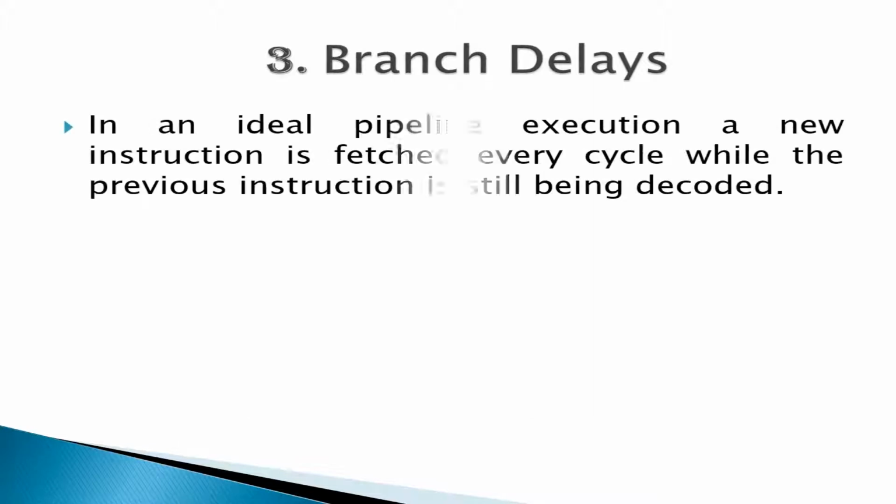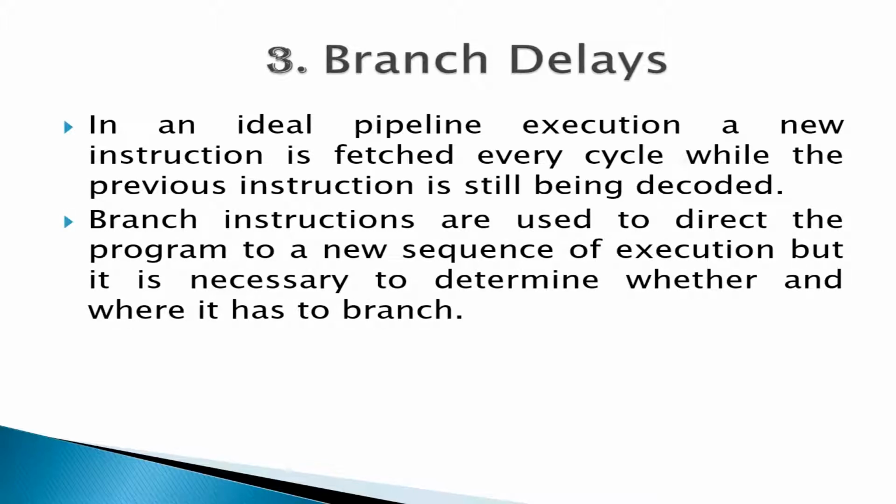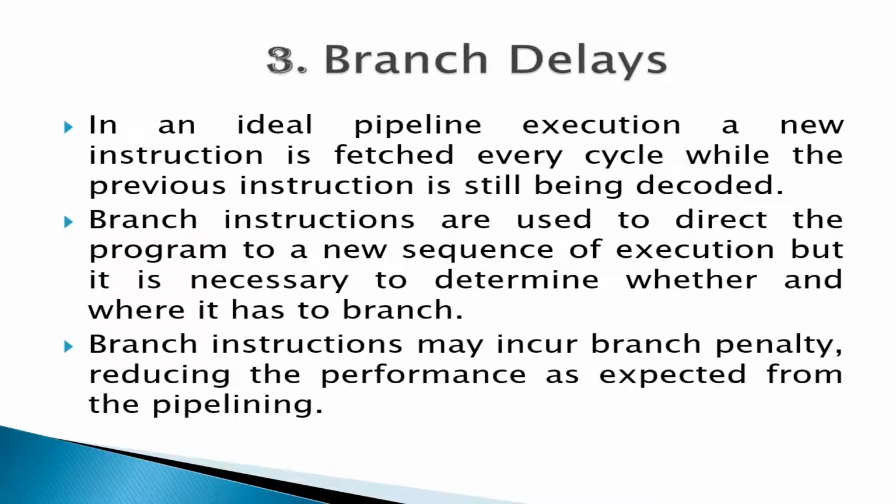3. Branch delays. In an ideal pipeline execution, a new instruction is fetched every cycle while the previous instruction is still being decoded. Branch instructions are used to direct the program to a new sequence of execution, but it is necessary to determine whether and where it has branched. Branch instructions may incur a branch penalty, reducing the performance expected from pipelining.